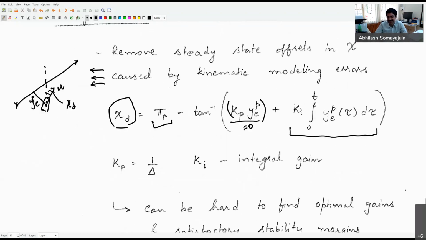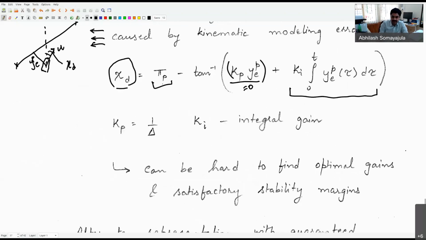But usually it is very tricky. Okay. This can be very, very hard, to find an optimal gain and satisfactory stability margins. So if you want to make sure that it's not really finicky, right? We want to make sure that it works in most of the environments that we are interested in. And it's very hard to show, especially for a nonlinear controller, what the integral gain that I need should be. To find that out is a big challenge.